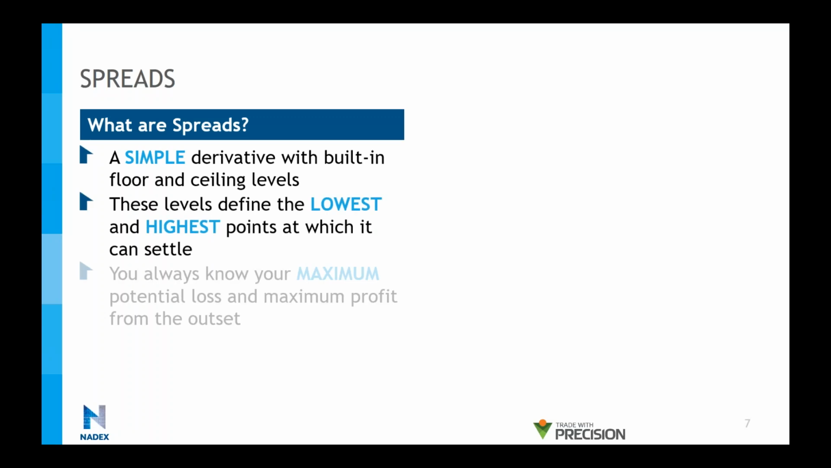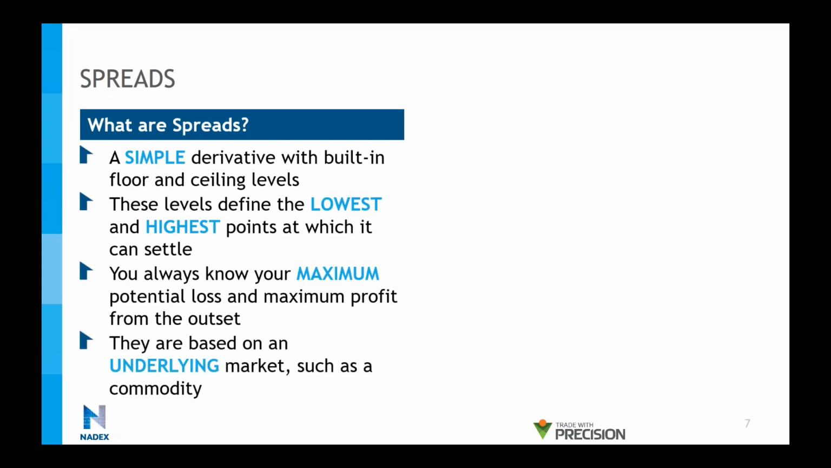The question is, what are spreads? Spreads are a simple derivative with built-in floor and ceiling levels. And within that range, price moves along with the market price of the underlying market. But you don't have unlimited upside, you don't have unlimited downside, you're actually capped. Those levels, which are on the same line where you can see which spread to trade, define the lowest and highest points at which you can settle. And even if the market drops far below the floor or moves way beyond the ceiling, it doesn't matter. That spread is kept within that range.